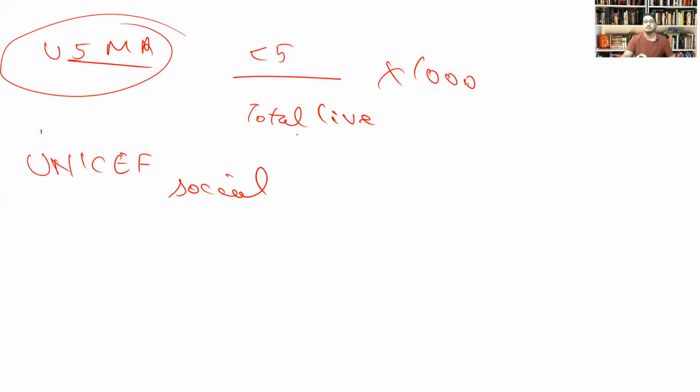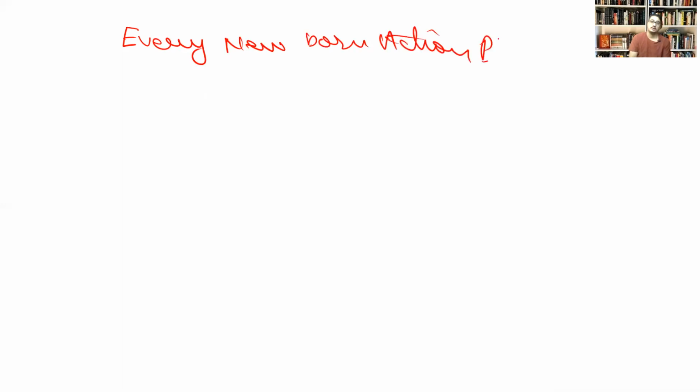Now let's move on to the programs related to newborn action. So we have something called the Every Newborn Action Plan. It has two targets and five strategic objectives. So let's see what the two targets are.